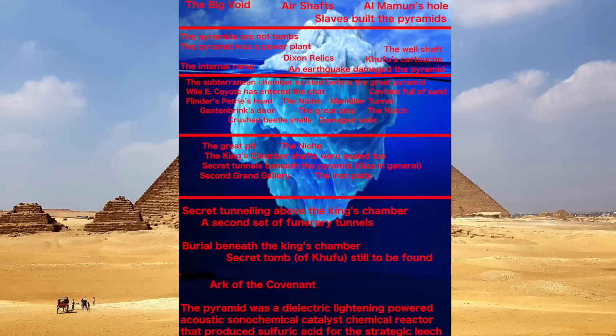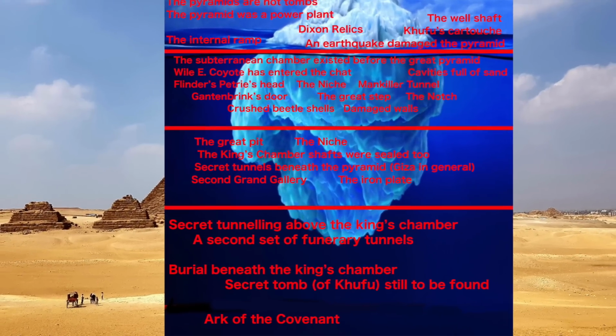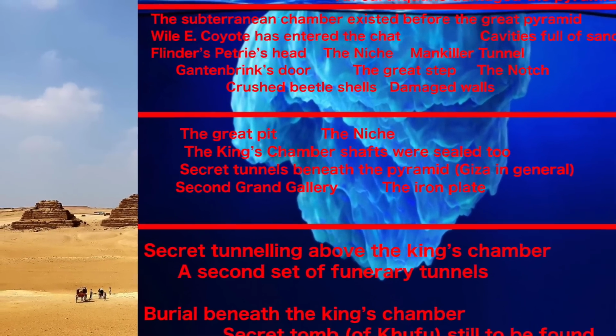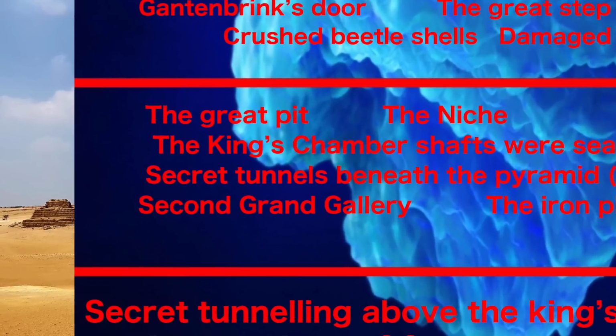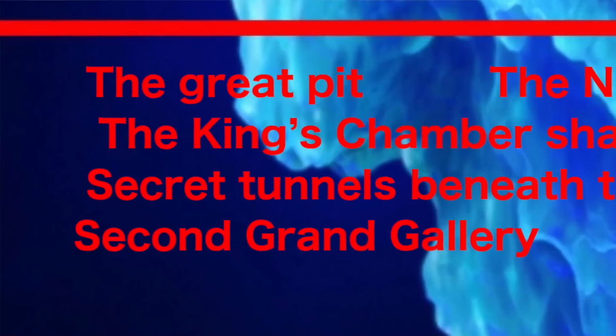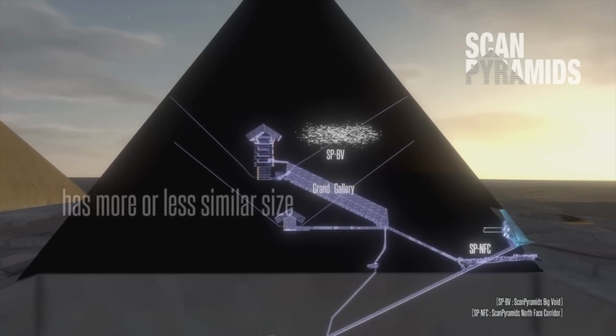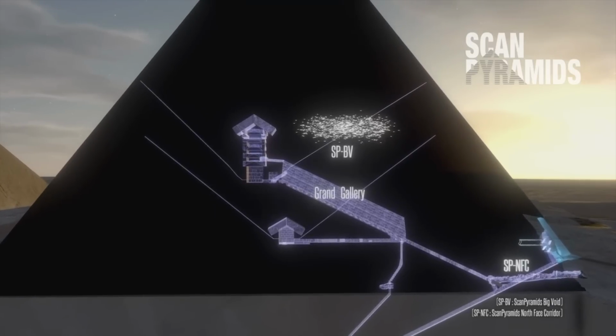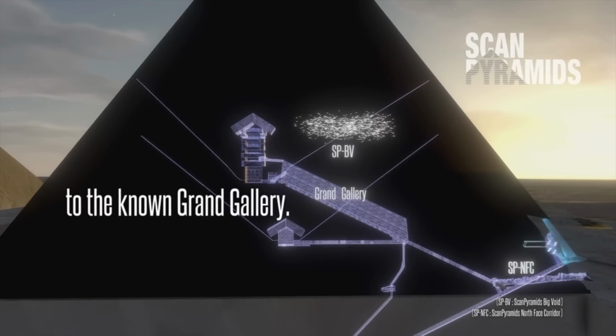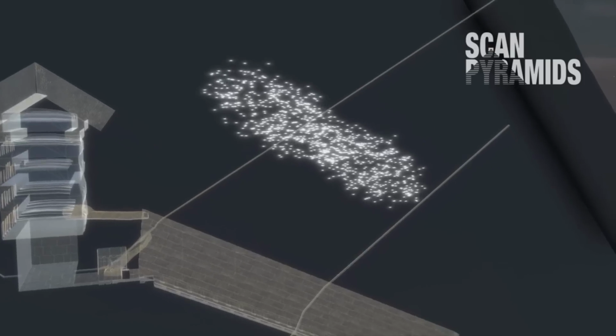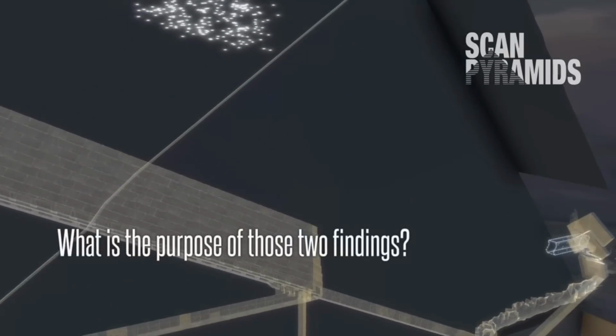The Second Grand Gallery. You'll remember all the way back at level 1 of the Iceberg, we covered the recently discovered Big Void. Again, just to briefly recap, it is not possible to reach this potential chamber yet, and we only know about it due to the muon scans performed by the Scan Pyramids team.